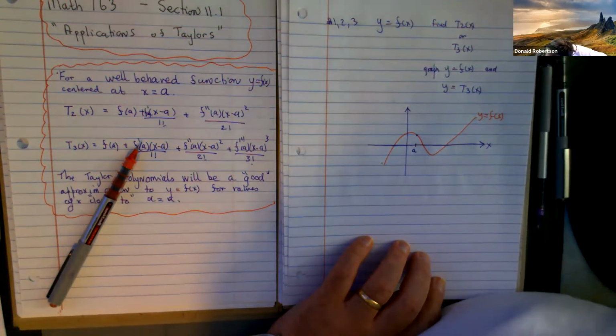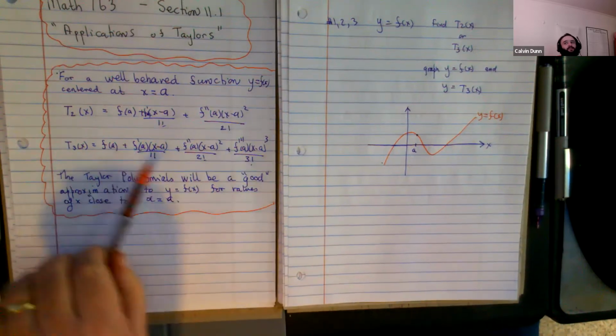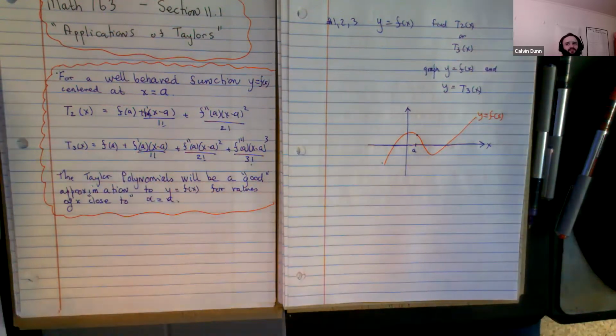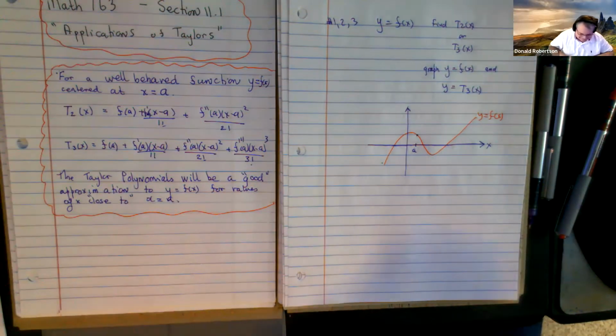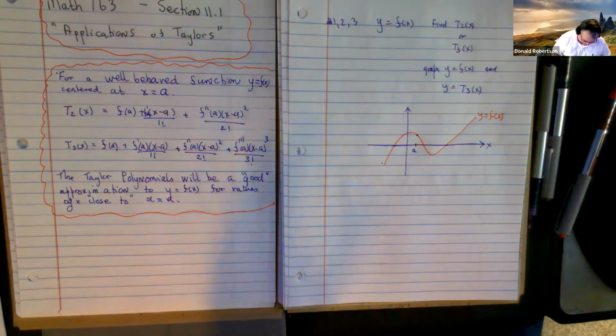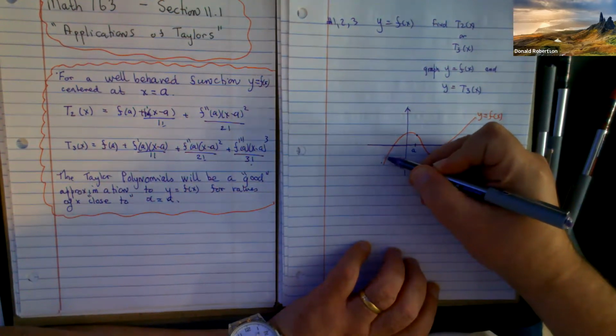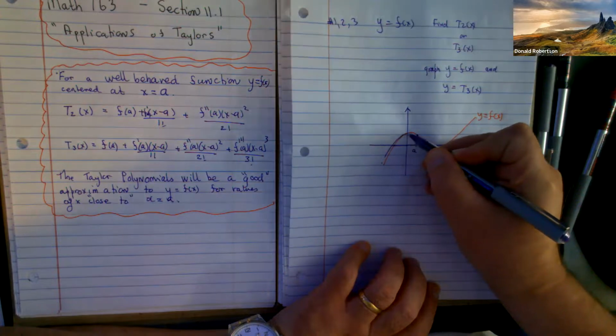If I did T3 of x, it might look something like... I might get a green pen, that would be nice. Where's my green? When you first said "for a well-behaved function," I thought you were going to say "for a well-behaved child." Well, some of your functions could be thought of as naughty children and don't behave, but a well-behaved function is quite nice.